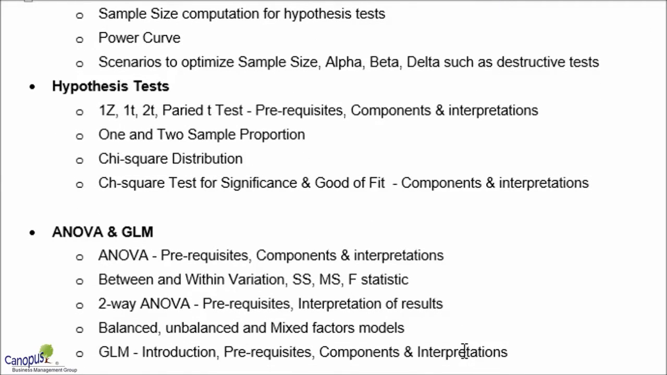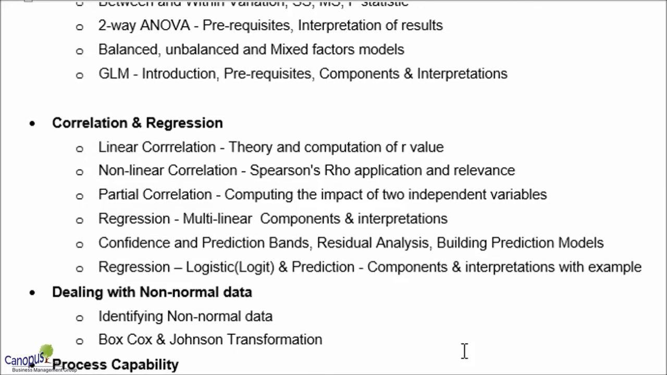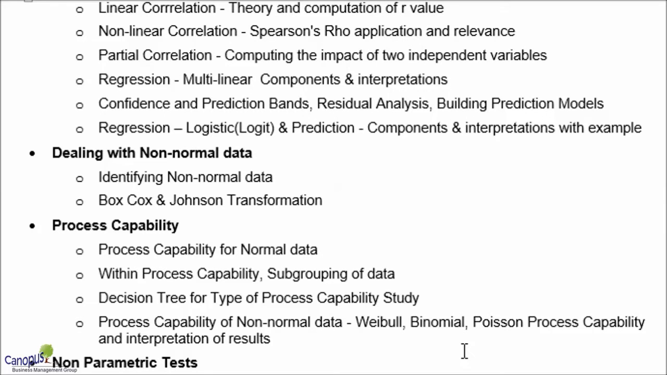In ANOVA, we will take one-way, two-way, balanced and unbalanced ANOVA. The general linear model, we will cover that. Correlation and regression, we will go into in detail. We will talk about multiple linear regression and logistic regression, etc. We will also talk about how to build predictive models. Nonlinear correlation, Spearman's correlation. We will also talk about how to deal with non-normal data. How do you handle transformation, Box-Cox and Johnson transformation.